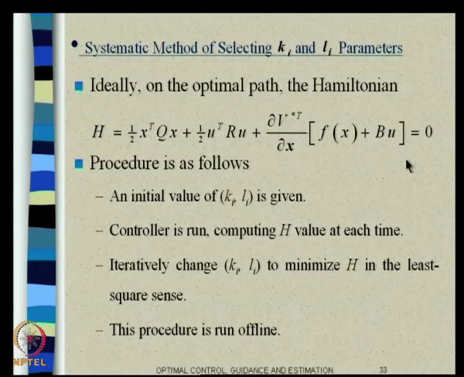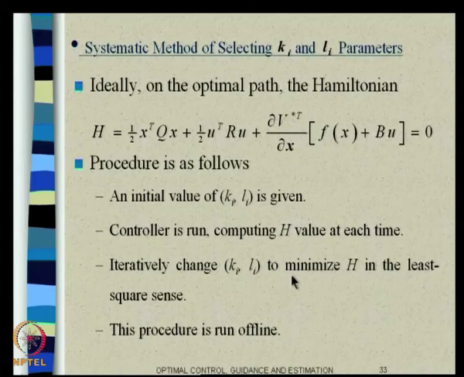In other words, on the entire optimal path the Hamiltonian should remain 0. So you try to fix a Ki Li pair which will make sure that happens. What it tells you is you select an initial value of Ki Li, something like a guess value. Then once you start running the control, you can compute your H, and iteratively you have to change this pair to minimize H in the least squares sense.